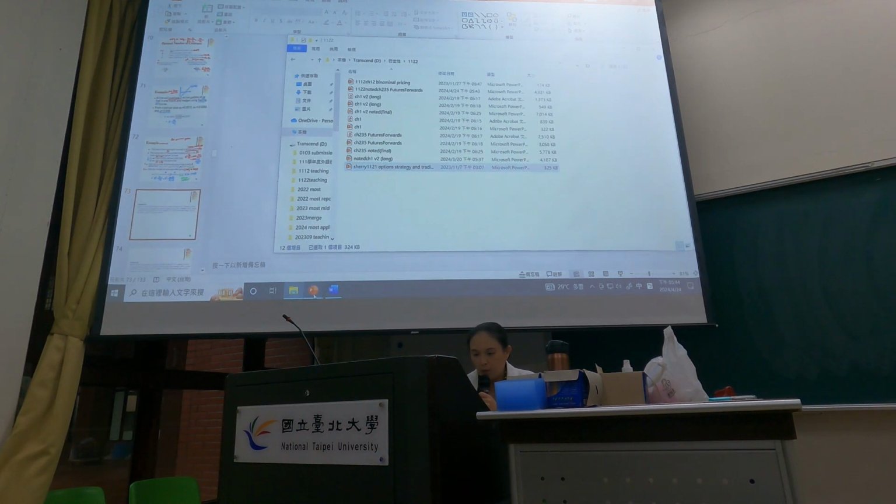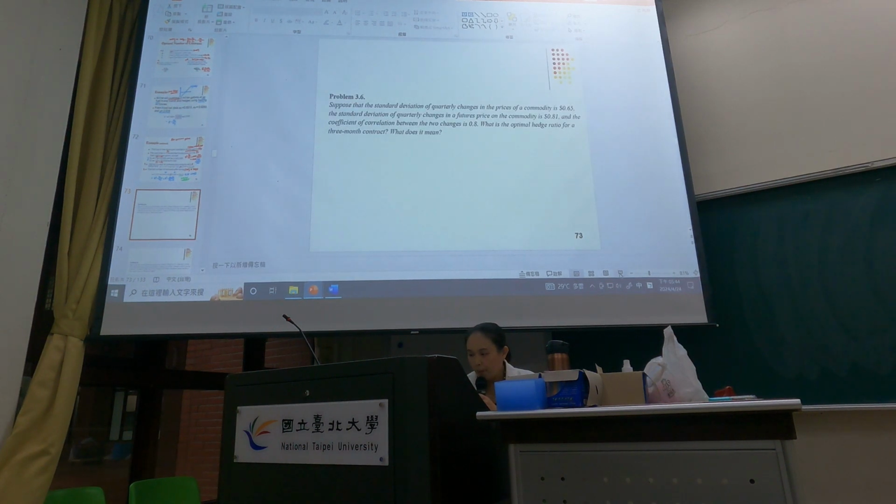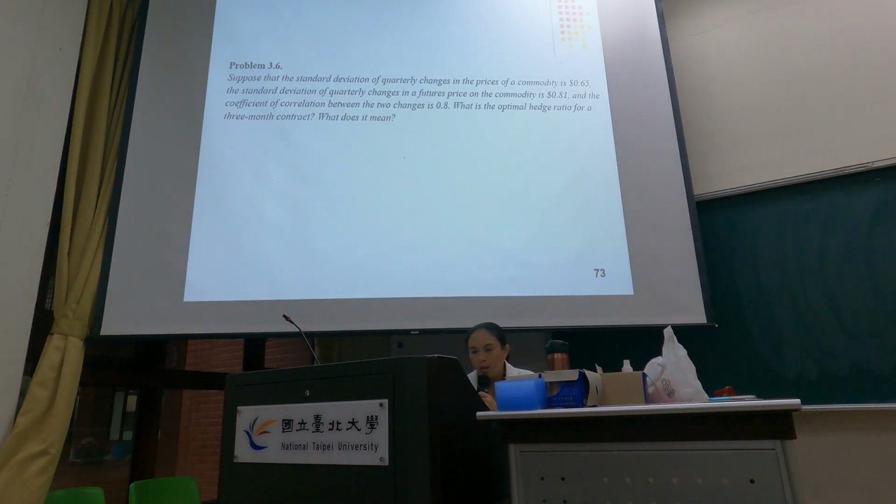Okay, so let's continue. Suppose that the standard deviation of quarterly change in the price of the commodity is 0.65. So remember, that's the sigma S. When you read the question, be careful, okay? The standard deviation for quarterly changes in futures is 0.81. So that's the futures, right? So that's sigma F, okay? And the coefficient of correlation between the two is 0.8, that's the tau. So what's the optimum hedge ratio for 3 months contracts? And what does it mean?